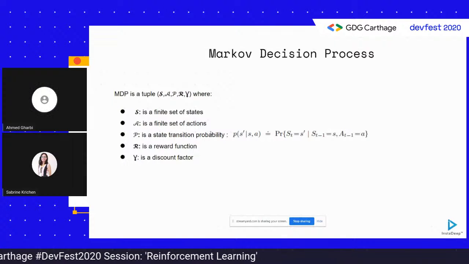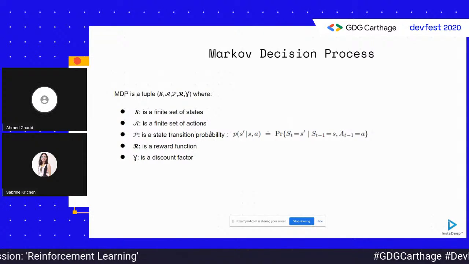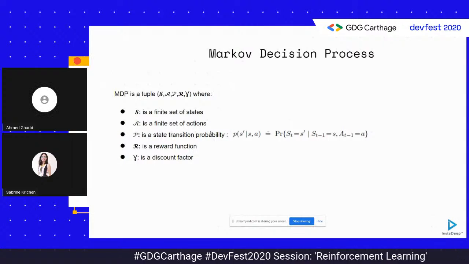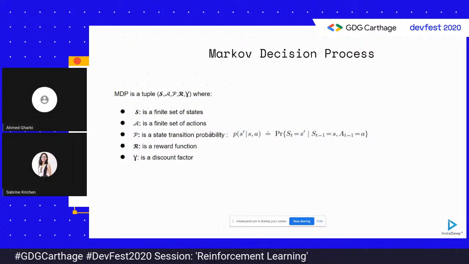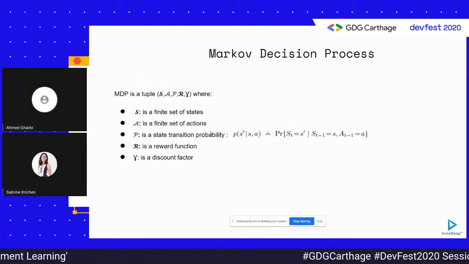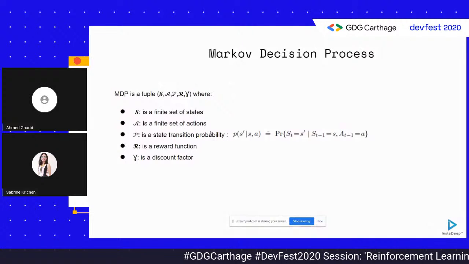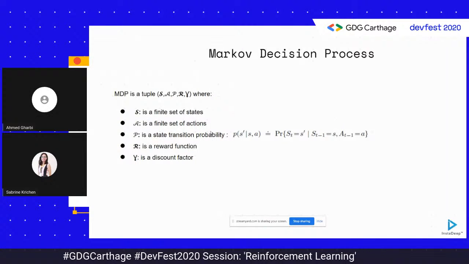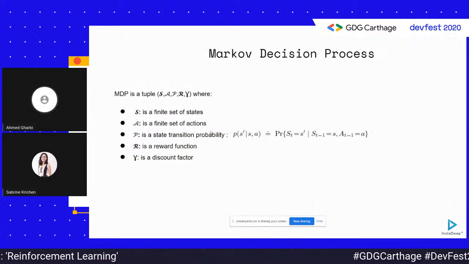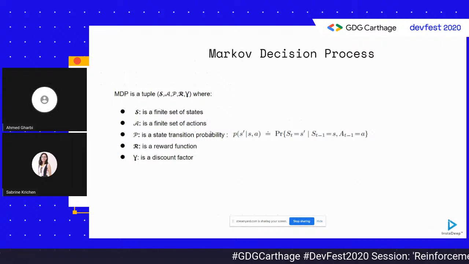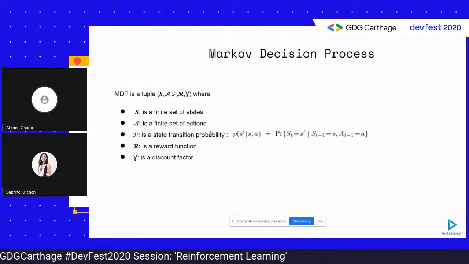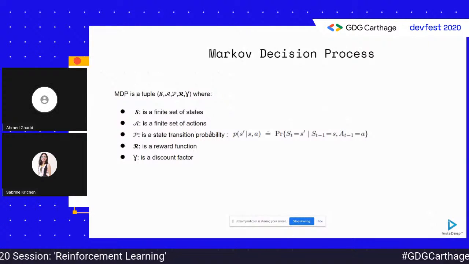Formally, an MDP is just a tuple composed of S, A, P, R, and gamma, where S represents all the possible states. A is a finite set of actions. P is a state transition probability. This probability characterizes how we transition from one state to the next, which means that it defines the probability that the agent will be in a state S prime, given that the agent is presently in a state S and has performed an action A.